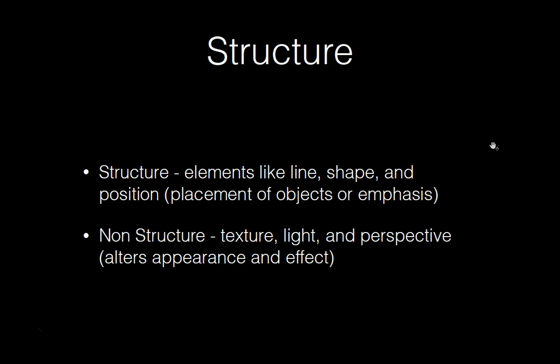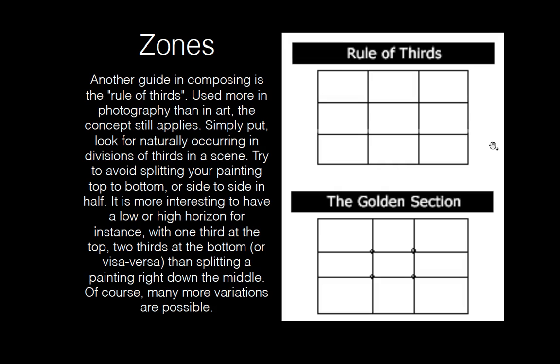So structure, this is the other part of composition. So it's the elements like line, shape, and position, placement of objects for emphasis. There's non-structure, texture, light, perspective. So the structure. So we're going to talk a little about the zones. We'll talk about it in a second. You may be familiar with this, especially if you're a photography student. It's zones in the rule of thirds, and then there's the golden section.